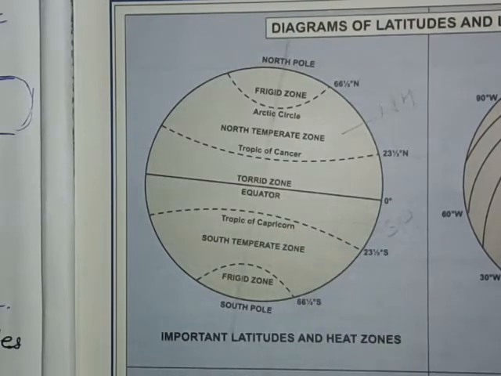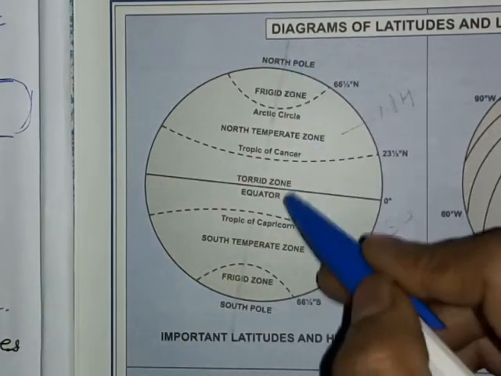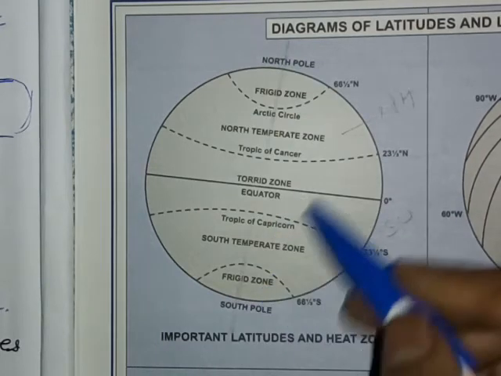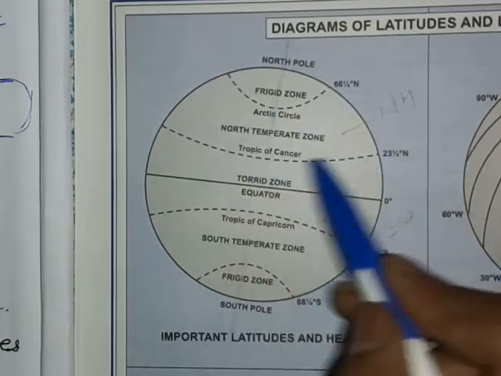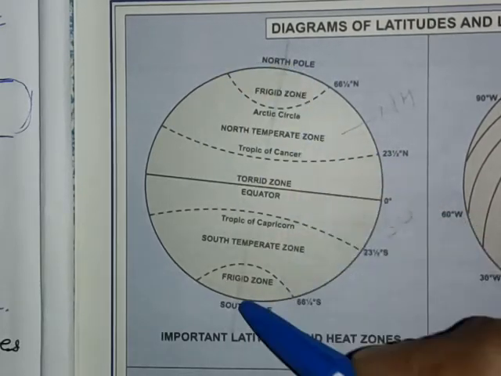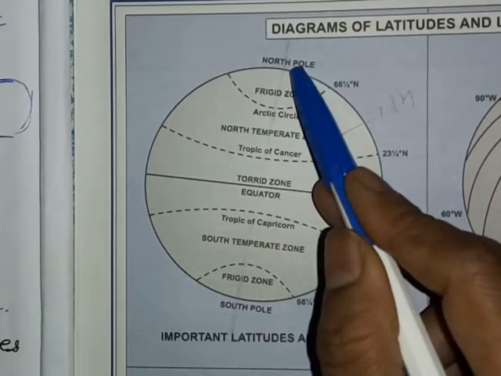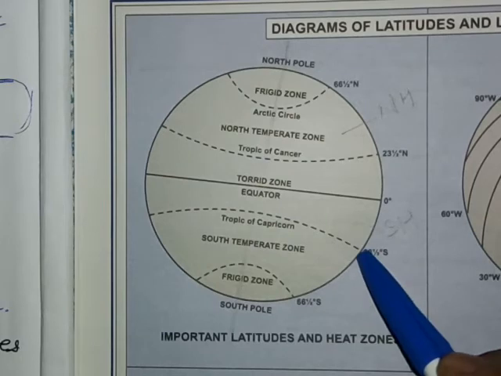So this is about the latitudes. The longest latitude is the equator, and as you go towards the north or towards the south, the size of the latitude is decreasing, and at the north and south pole it is absolutely 0. So this is all about the latitudes.